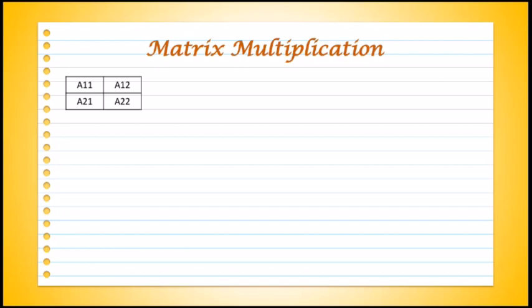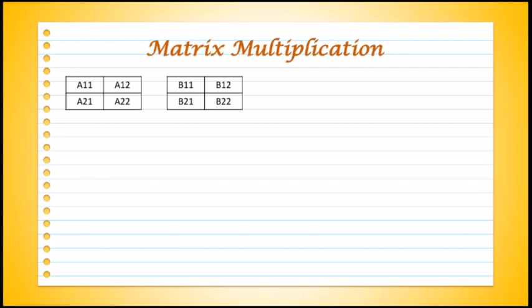Suppose this is the first matrix, a 2 into 2 matrix. There are 4 elements, 2 rows and 2 columns. In the first row the elements are A11 and A12, and in the second row the elements are A21 and A22. The second matrix is also of 2 into 2 order, so the first row is B11 and B12 and the second row is B21 and B22. There are some rules that have to be followed while performing matrix multiplication.